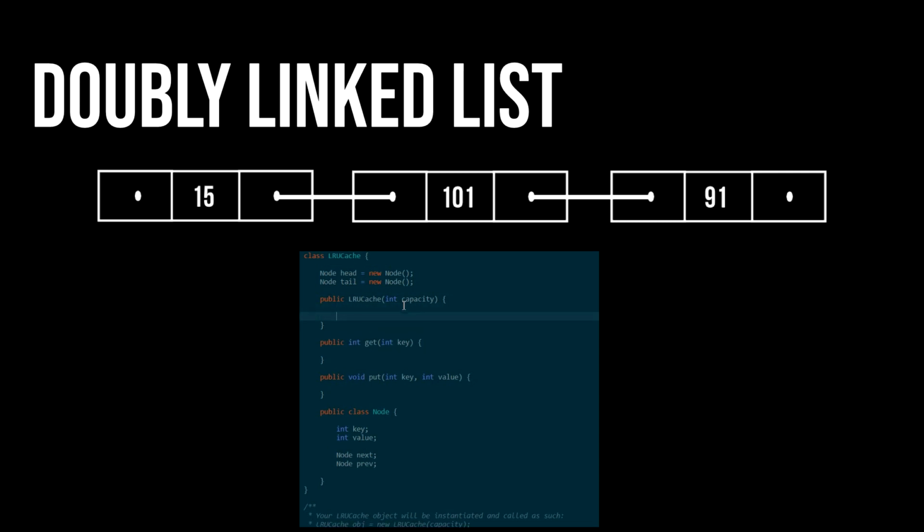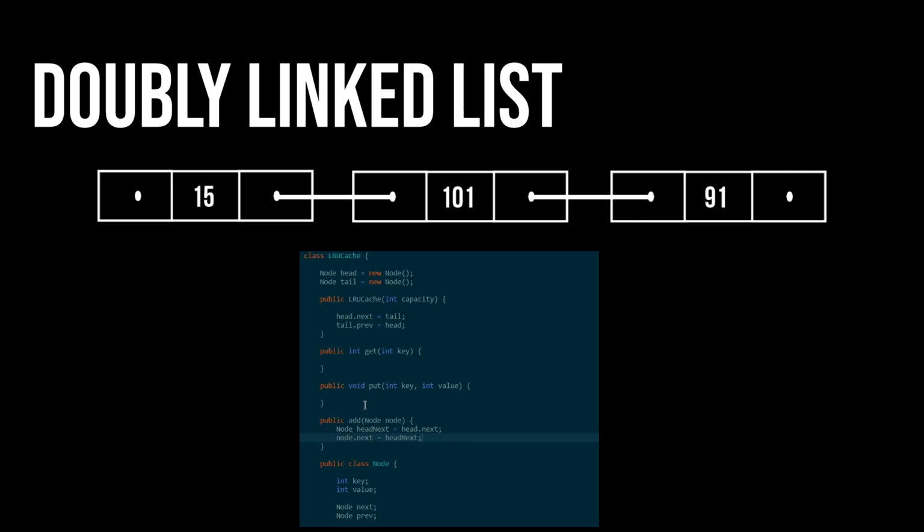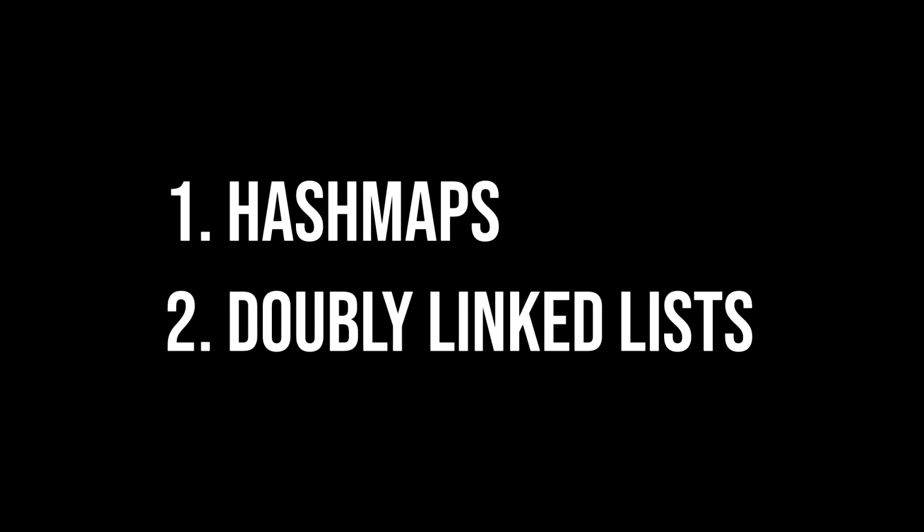The main reason we use a doubly linked list for the LRU cache problem is because it is time efficient to remove or add elements to a linked list. We can remove a node by updating the next and previous pointers of its adjacent nodes. You can add to the front of a linked list by updating pointers of the head node and the next of the head node. So let's keep these two data structures in mind when we're solving this problem.